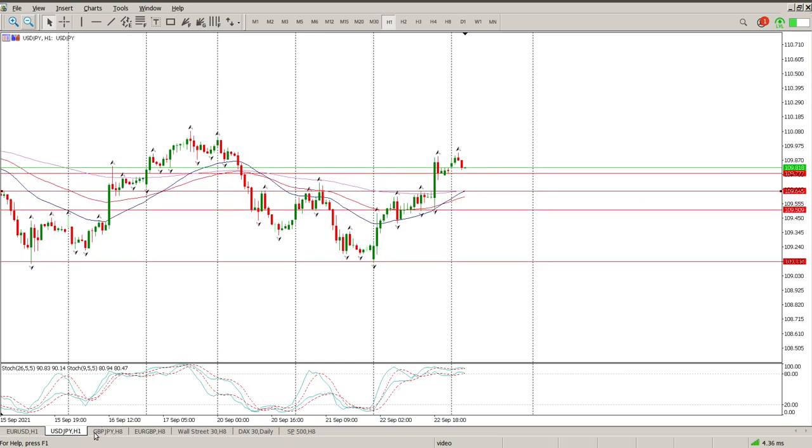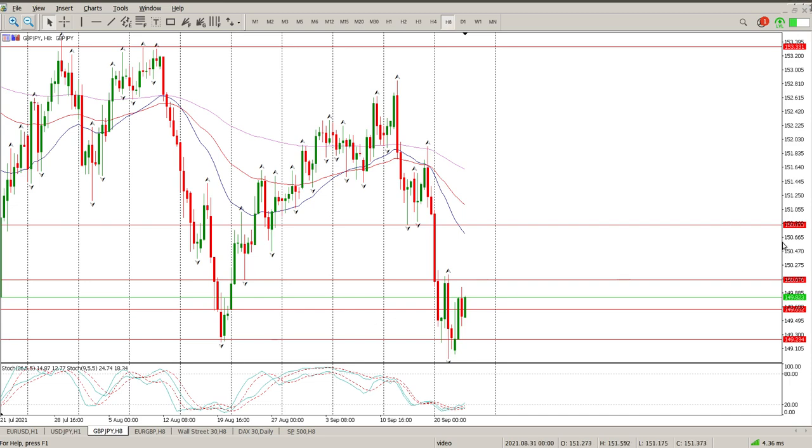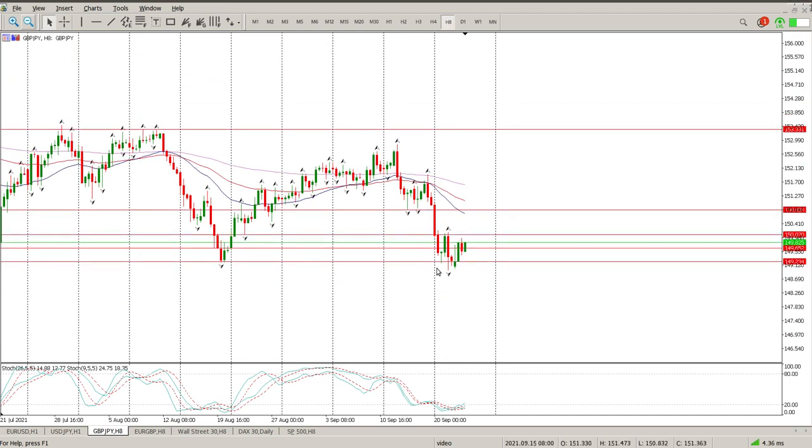Okay, so moving on to British pound, Japanese yen. We can see a bit of consolidation happening on the 8 hour at the moment down here. Nothing really exciting. Oscillators grouped to the downside. Downward trend at the moment.